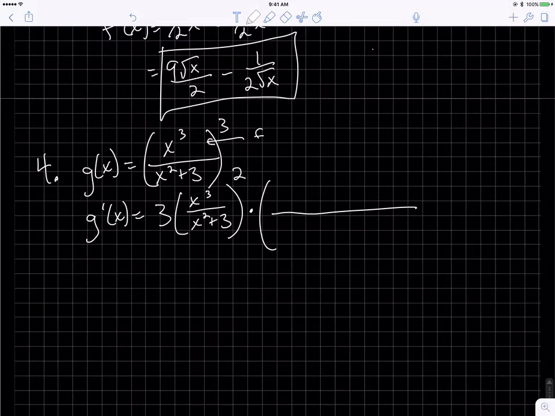The top is f and the bottom is g. So quotient rule says f prime g. So f prime is 3x squared. G is x squared plus 3 minus f, which is x cubed, times g prime, which is 2x, all over g squared.